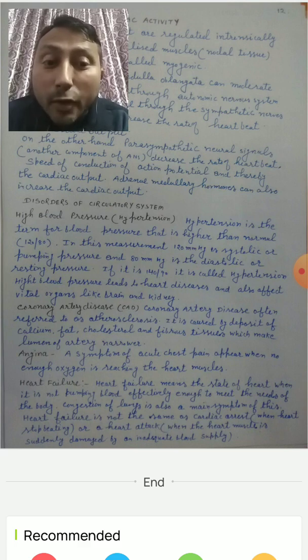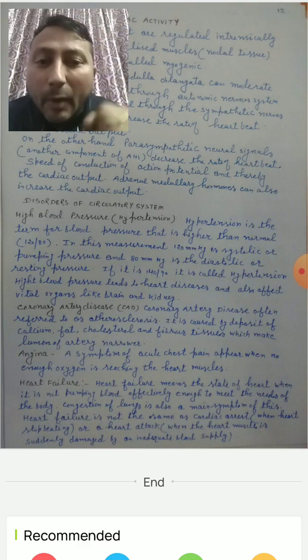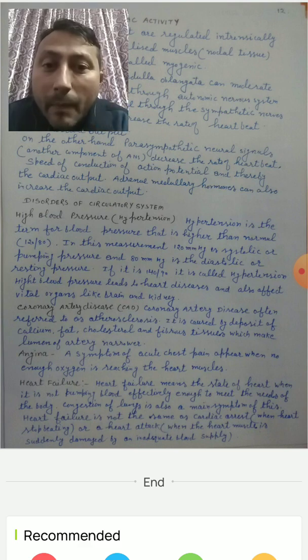Coronary artery disease, often referred to as atherosclerosis, is caused by deposits of calcium, fat and cholesterol in the fibrous tissues, which make the lumen of the artery narrow. The lumen of an artery is already narrow, and if it becomes even narrower, there will be a problem with blood flow. Angina: when we talk about angina, it is a symptom of acute chest pain when not enough oxygen is reaching the heart muscles.